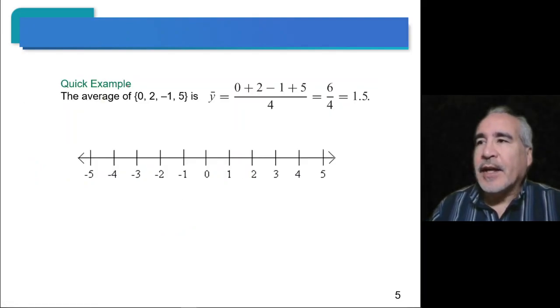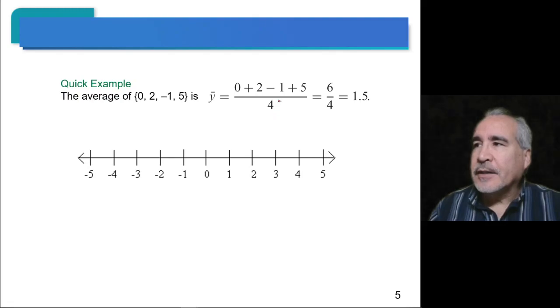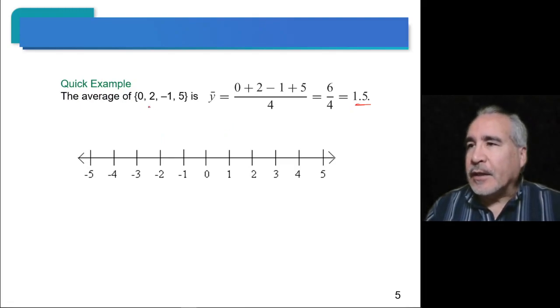So what does that look like? Well, here's an example. Here's 4 points: 0, 2, -1, and 5. You add them together and then divide by 4. And when you do that, you get 1.5. Geometrically, what that looks like is we had a point at 0, we've got one at 2, one at -1, and one at 5.